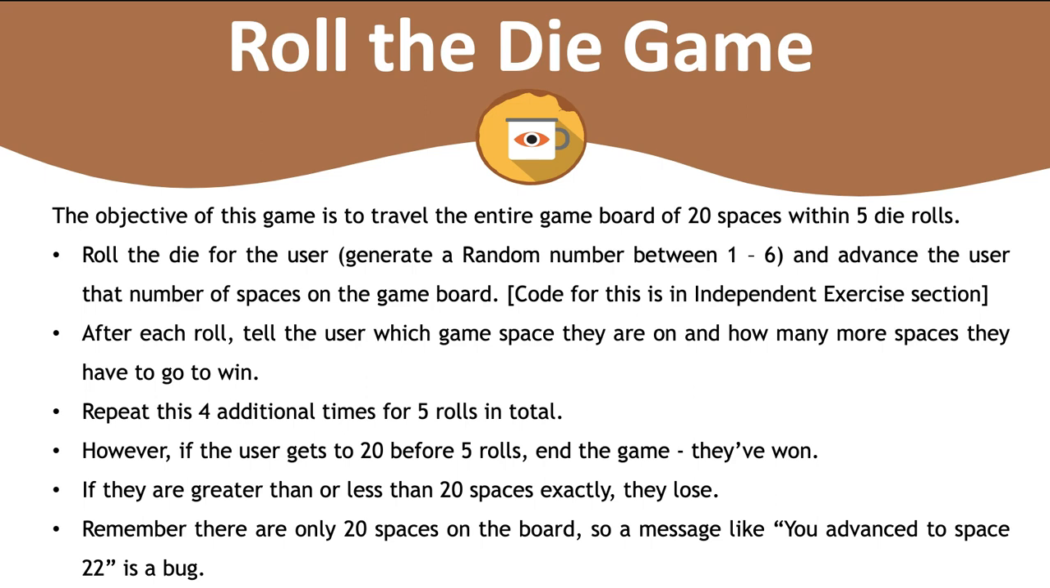You're going to repeat this 4 additional times so that it's 5 rolls in total. Now, if your user gets to 20 before the 5 rolls in the game, they've won. Don't let them continue on to the 4th or 5th roll if they've already won. If they're greater than or less than 20 spaces at the end of the 5 rolls, then they lose. They have to be 20 spaces exactly in order to win. And remember, there are only 20 spaces on the board, so don't print out any messages like you've advanced to space 22. That's a bug.